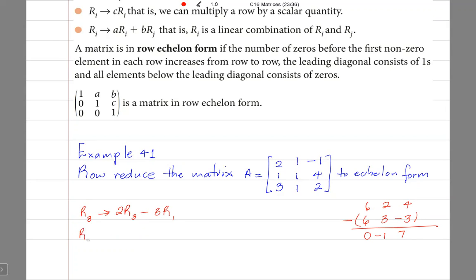Row 2, I'm going to multiply row 2 by 2, and I'm going to subtract row 1. If I multiply row 2 by 2, it's going to become 2, 2, 8, and I'm going to subtract row 1, which is 2, 1, minus 1. When I subtract, I'm going to get 0, 1, 9.